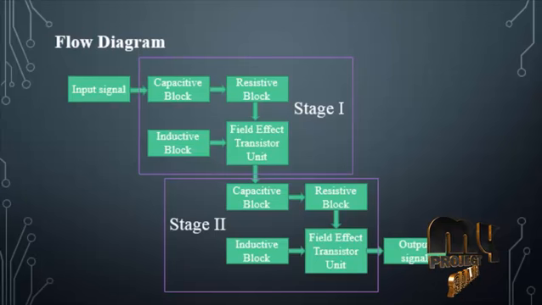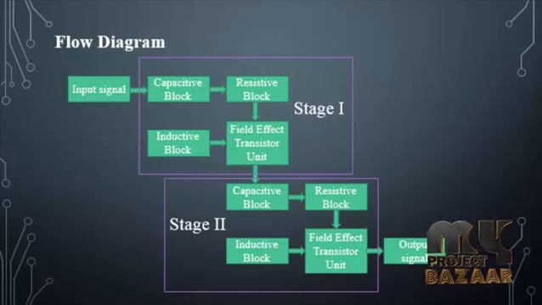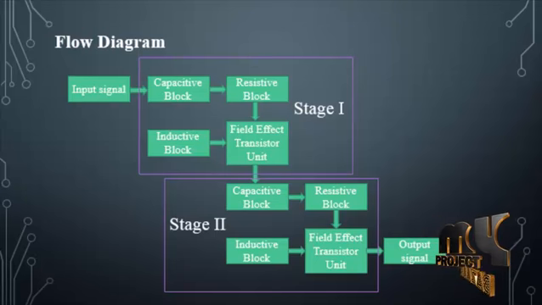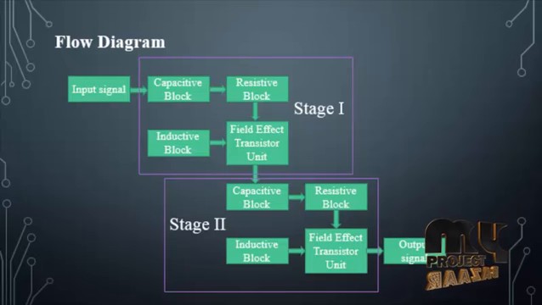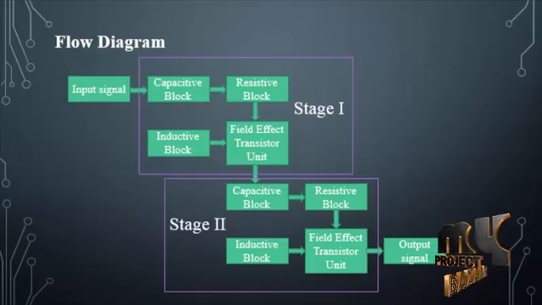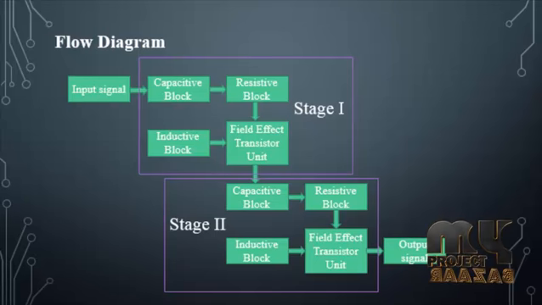The second stage also contains the same four modules: capacitive block, resistive block, inductive block and then the stacked FET field effect transistor unit. This second stage running flow is the same as the first stage. This second stage stacked field effect transistor unit will produce the final output.